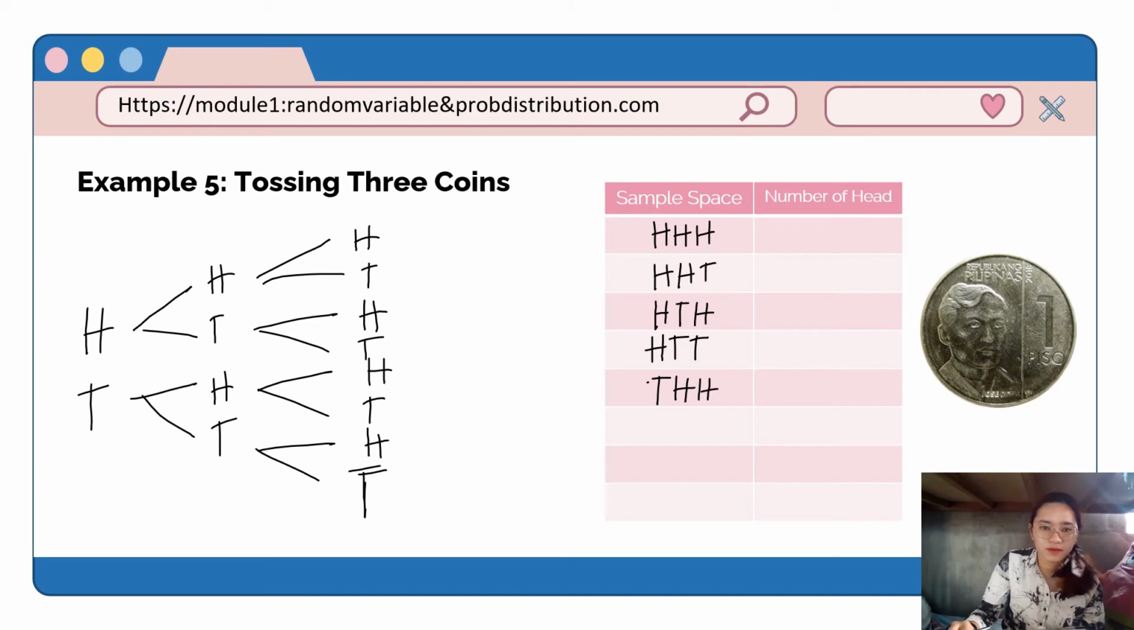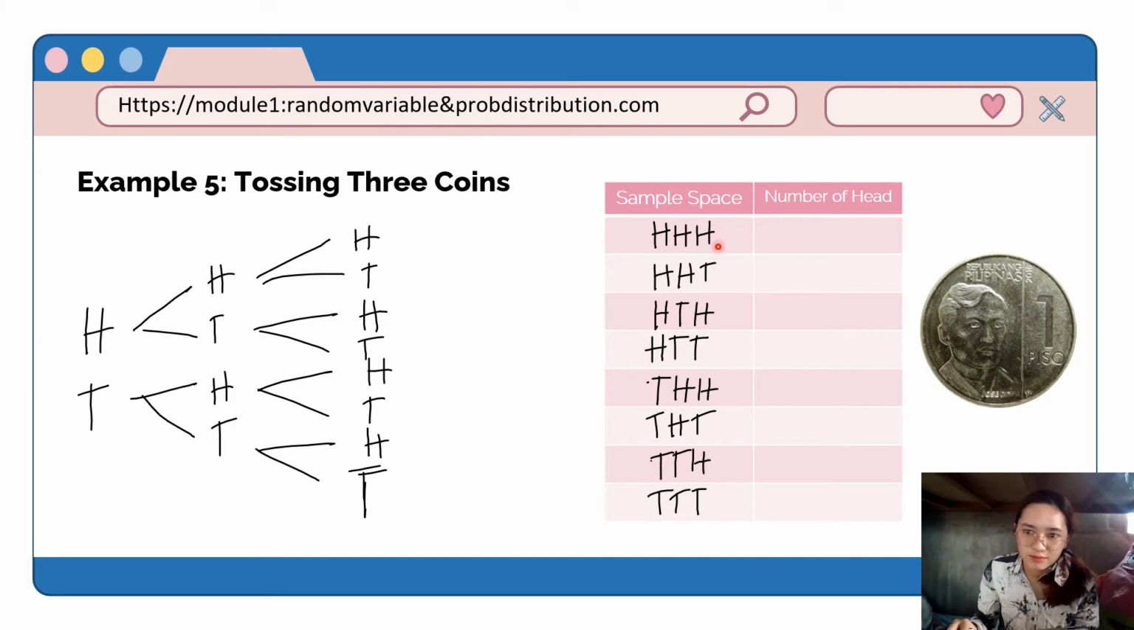Next, we have tail, head, tail. Next, we have tail, tail, head. And lastly, we have tail, tail, tail. Parehas na tail. So, yan lahat ng element ng ating sample space. Or all our possible outcomes. Yan lahat ng possible outcomes.